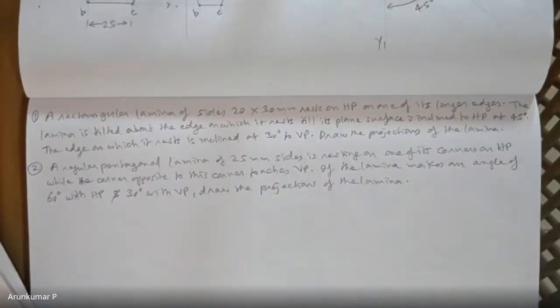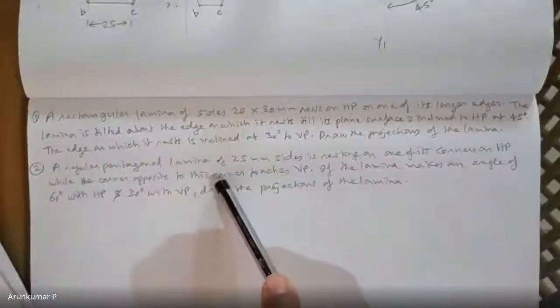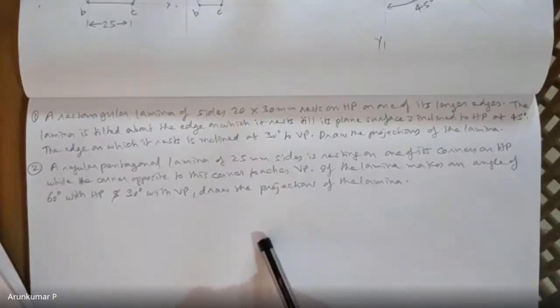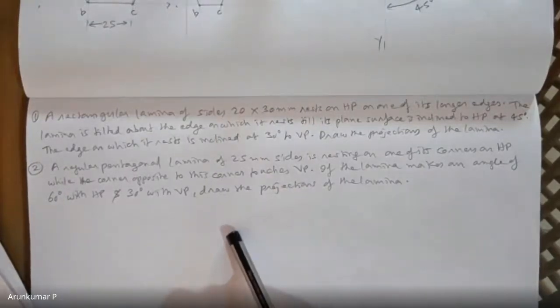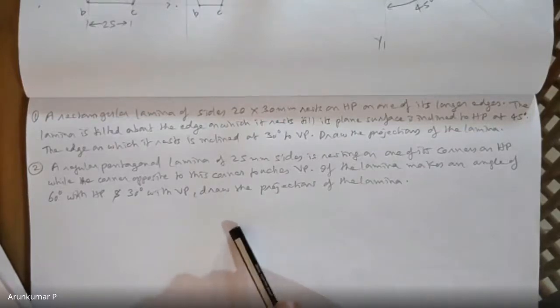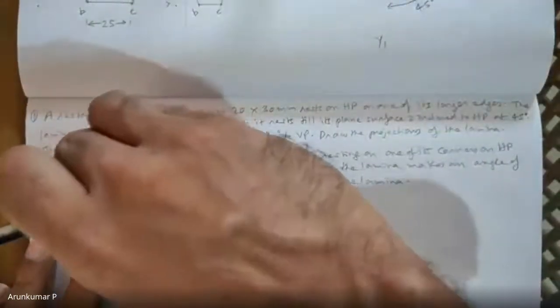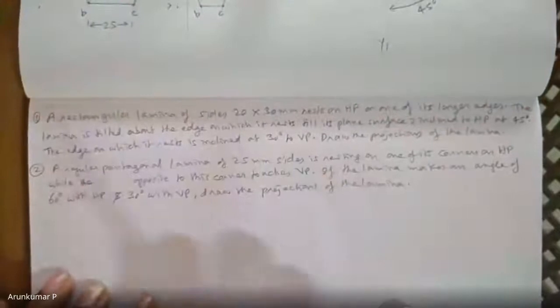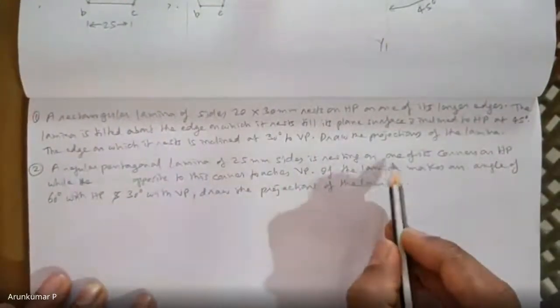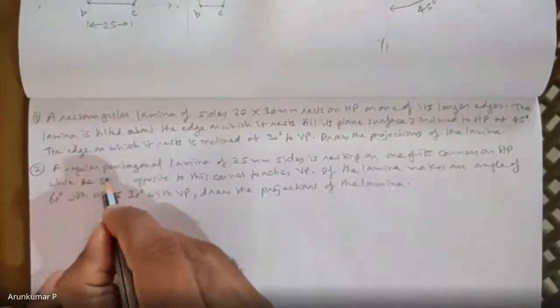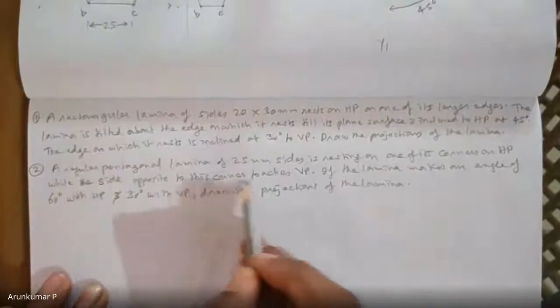So it is a case where one corner is on HP and the opposite edge. Oh, sorry. While the edge, side. This is not hexagon. This is pentagon. Yeah. So there is one change. It is resting on one of its corners on HP, while the side opposite to this corner touches.